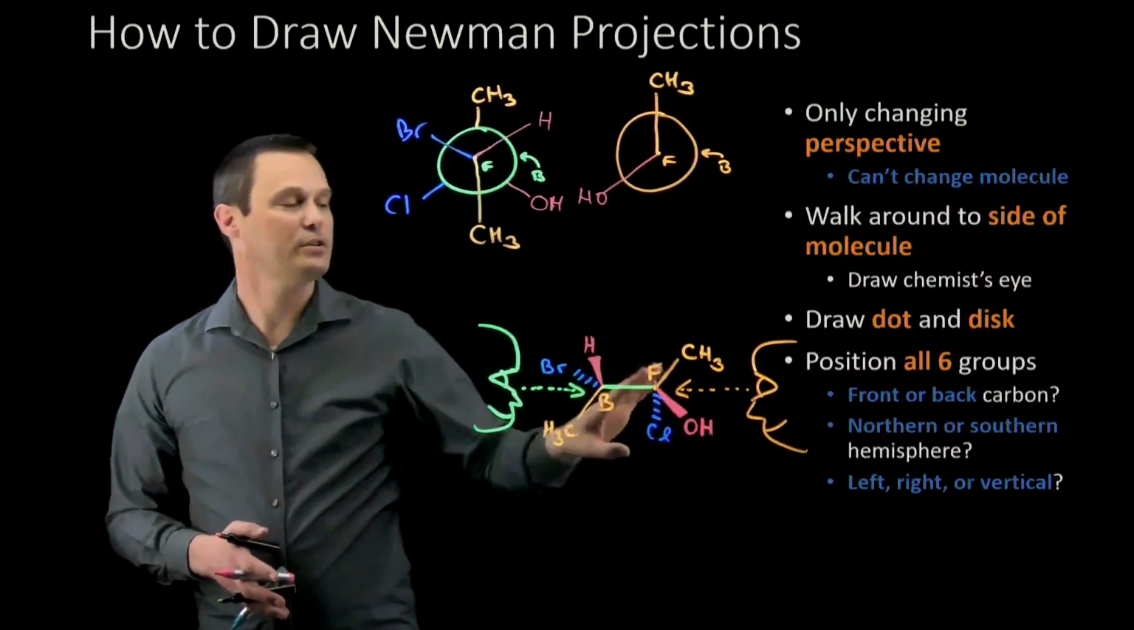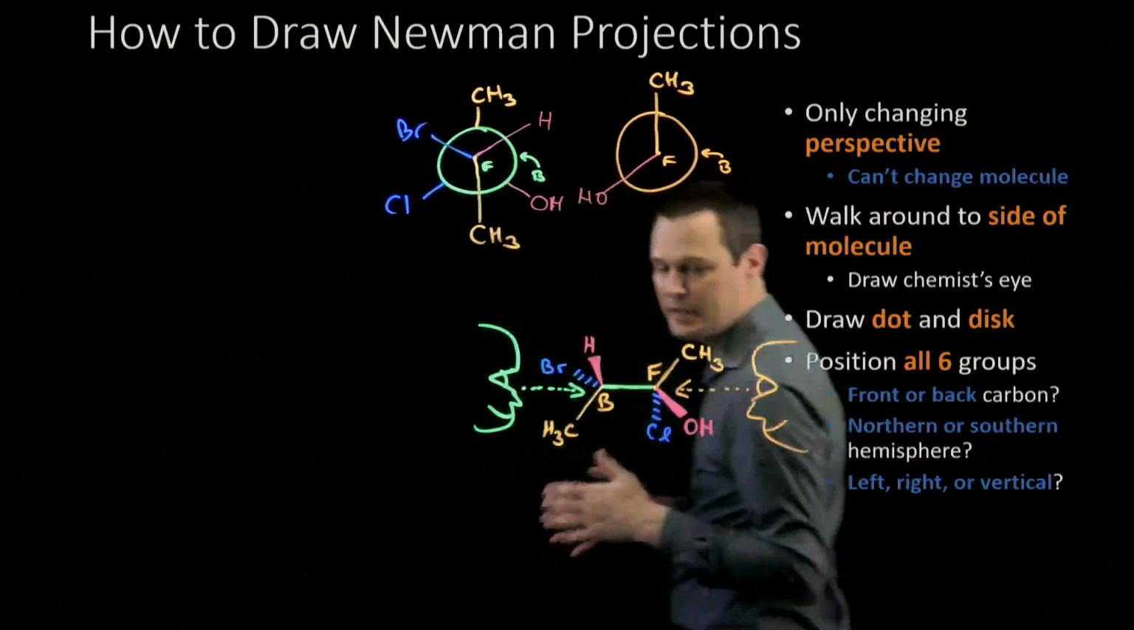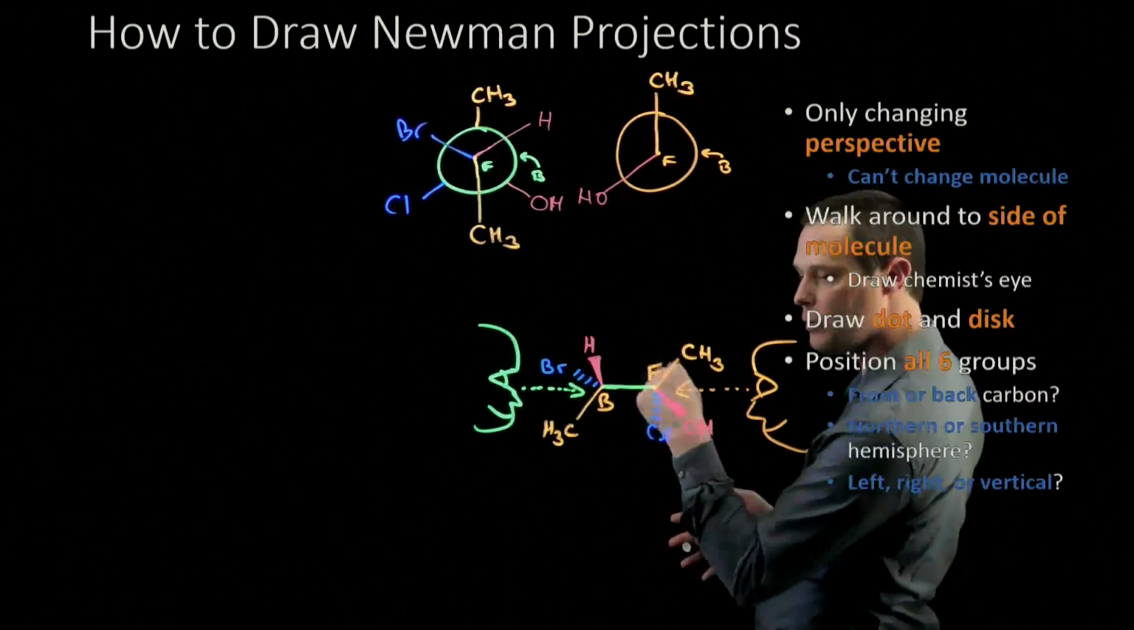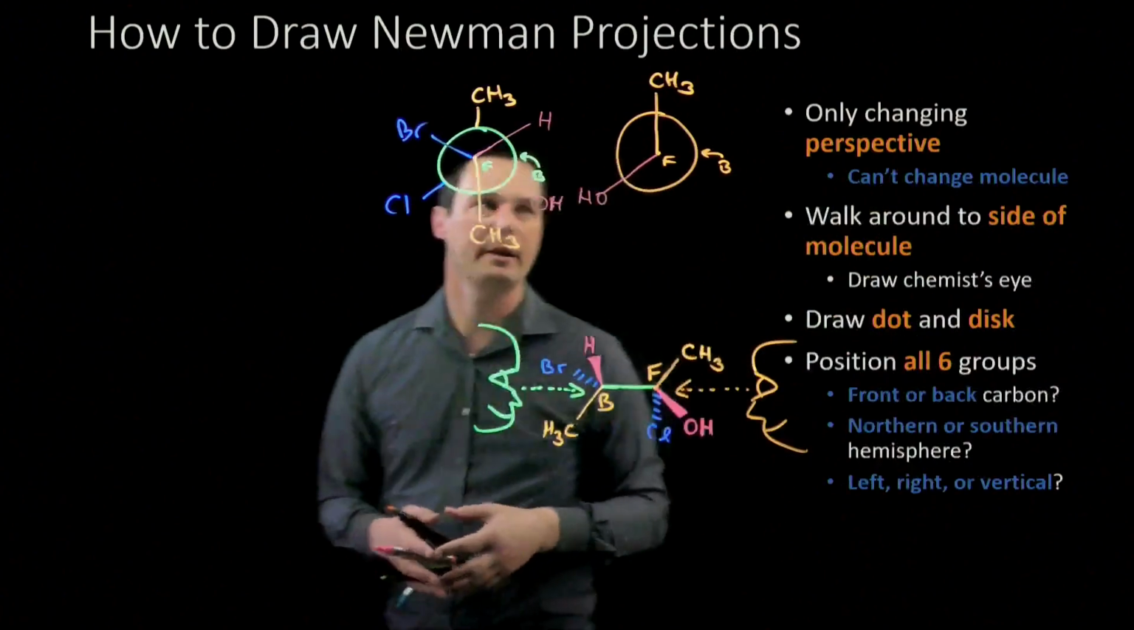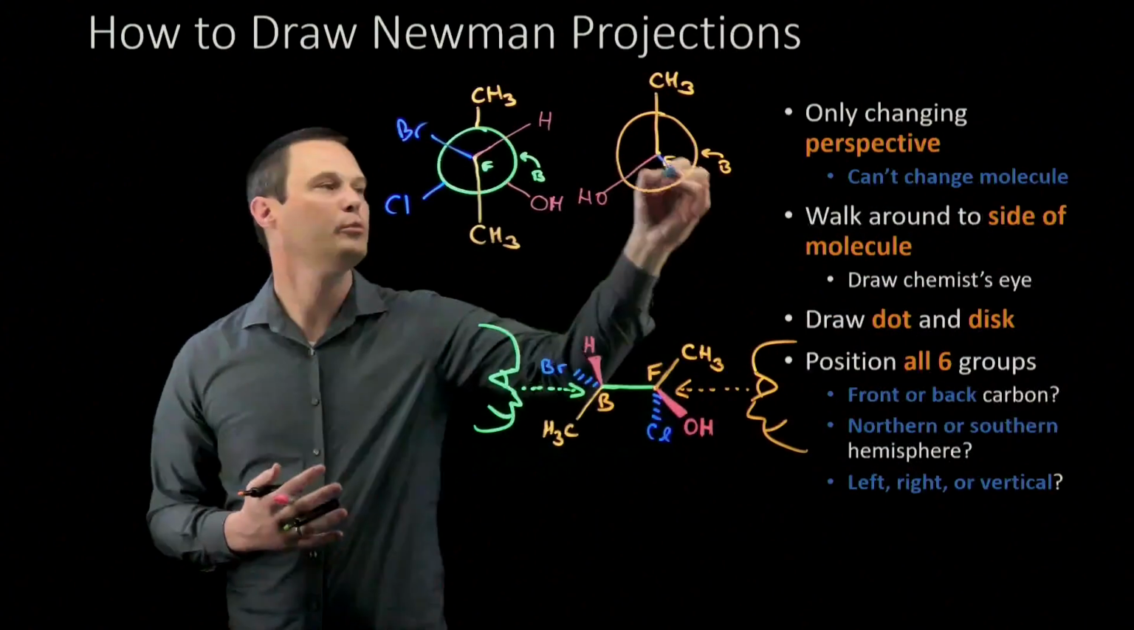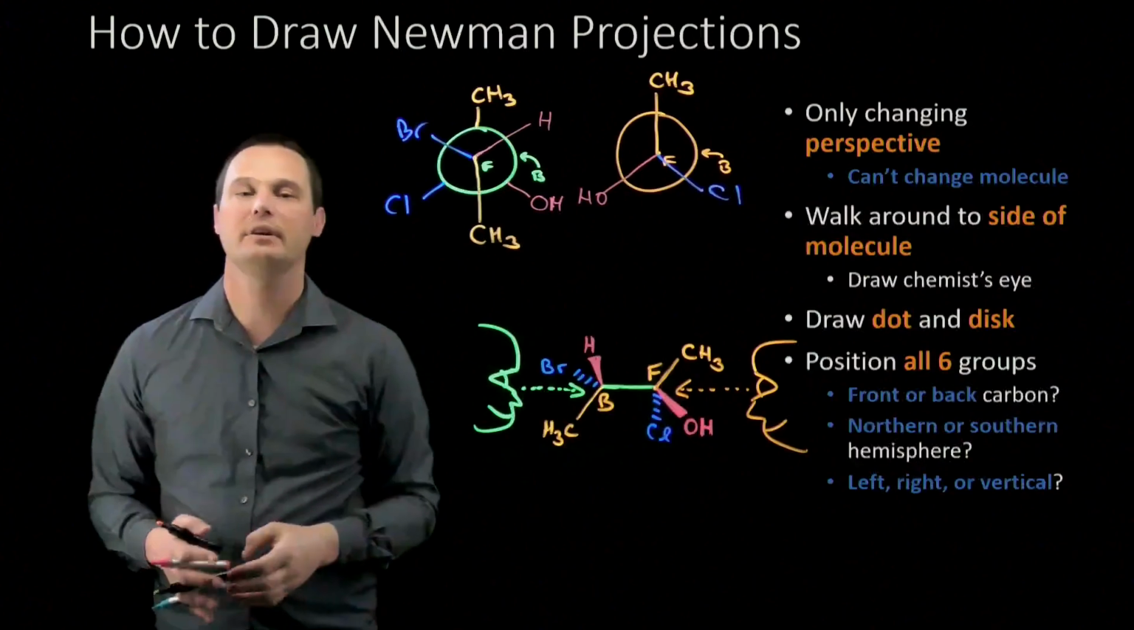This chlorine group is attached to the front carbon and it's in the southern hemisphere. When I stand next to the molecule, that chlorine group is pointed away from me. That means it's now on the right side of my body. So when I draw the Newman projection, that chlorine group will go on the right side in the southern hemisphere attached to the front carbon.